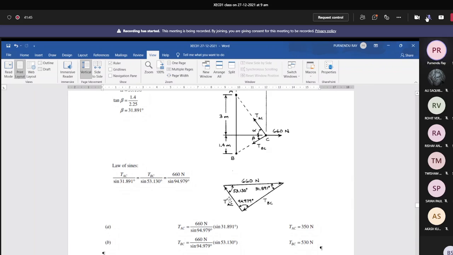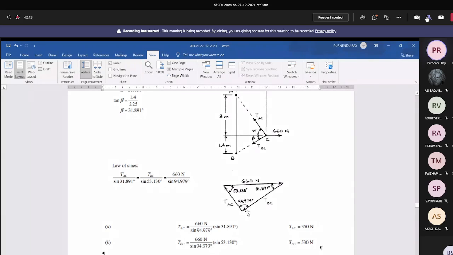Approximately, this angle is approximately that, because to get the exact angle, we need to follow the procedure that was shown earlier: through this point draw a line parallel to this angle, through this point draw a line parallel to this line, and there you get the point of intersection of these two lines. Then only you can identify this exact location.